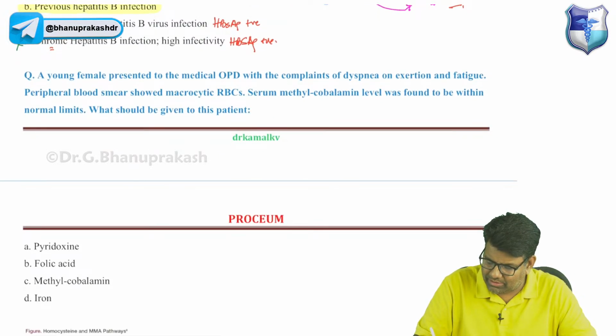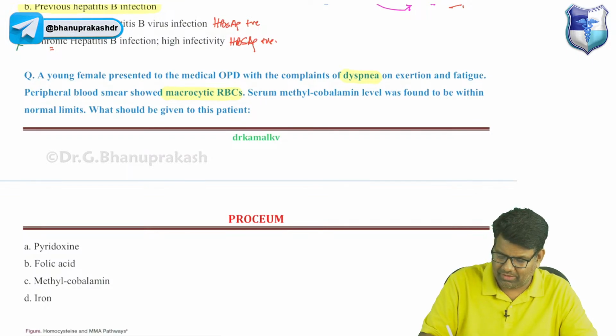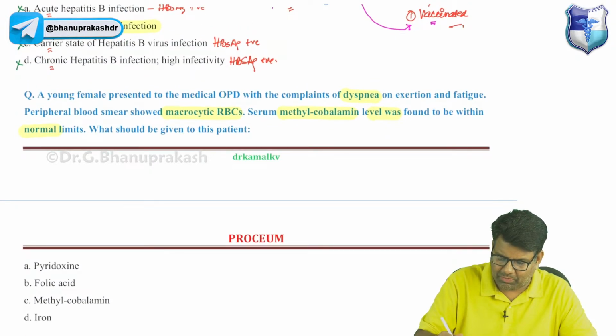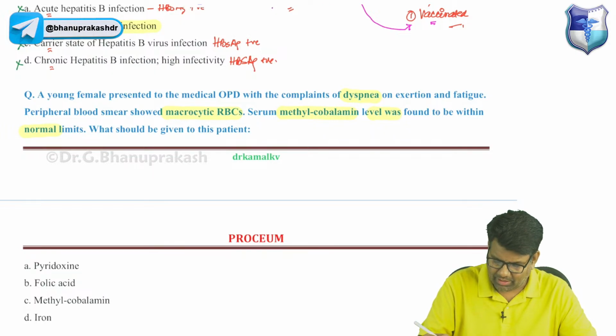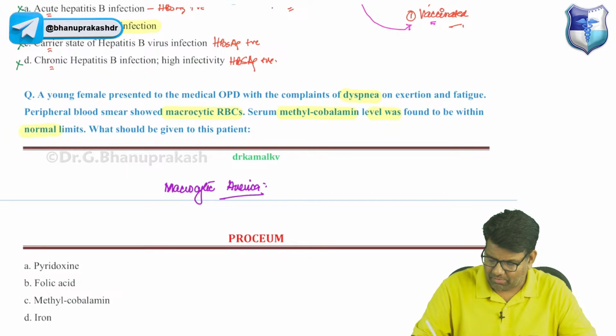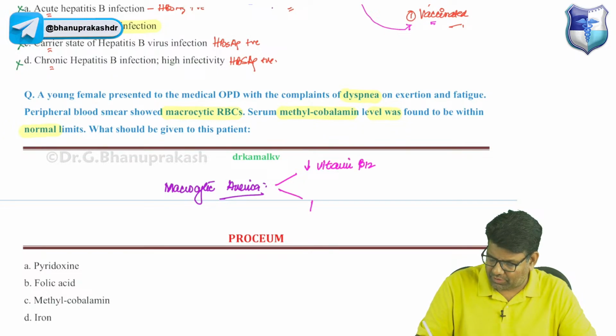Young female has dyspnea on exertion, there are macrocytic RBCs, and serum methylcobalamin level was normal. What should be given to this patient? Whenever we are saying macrocytic anemia, there are two possibilities. You can just recall the concept of megaloblastic anemia. Either it can be because of deficiency of vitamin B12, or it can be deficiency of folic acid.